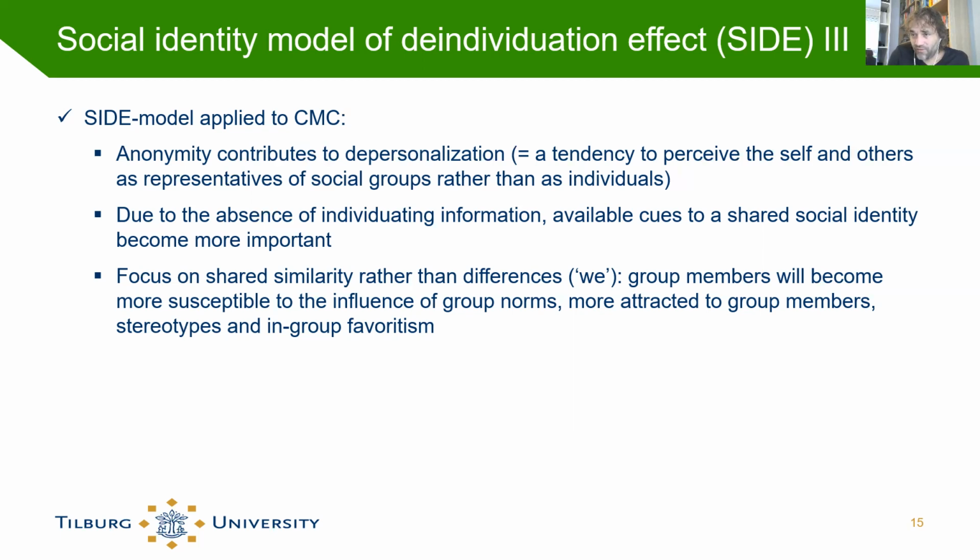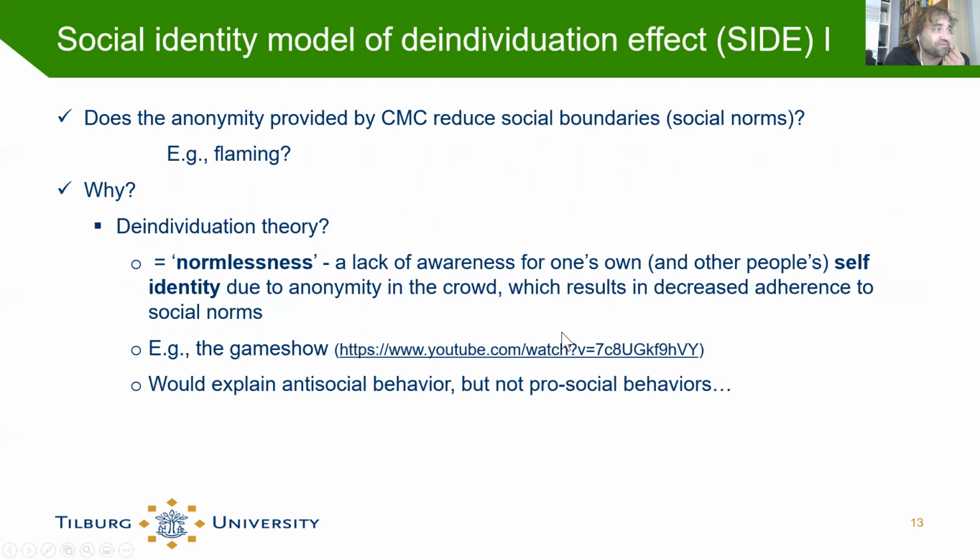So you start behaving in accordance to the group norms. So it's kind of groupthink, and what the theory adds is that effects are stronger in online communication because of the anonymity than they are in face-to-face interactions. So now let me get back to the previous slides. So the individuation theory would say people are like normless because they feel less presence, they feel anonymous, and that can lead to flaming and disinhibited behavior.